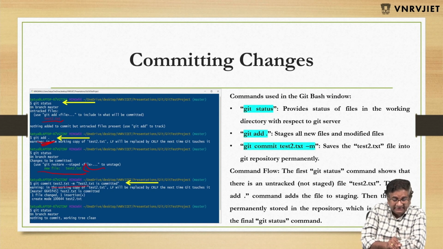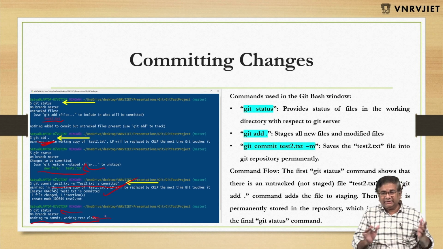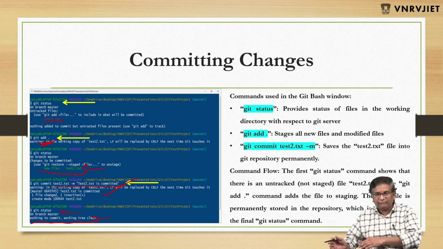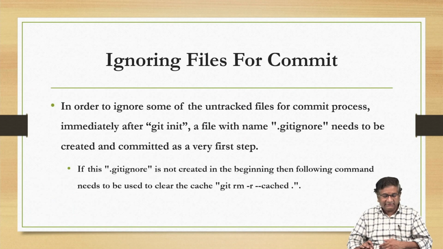Now again, I'm committing this, that means storing it permanently. Now git status says on branch master, nothing to commit, working tree clean. So that means there is nothing changed in this folder anymore. So you are all good. Your current working directory is versionized, and that applies to subfolders also. So that's what it is.